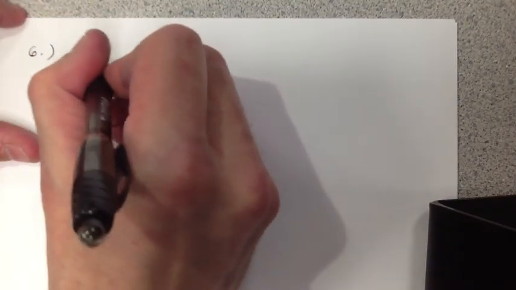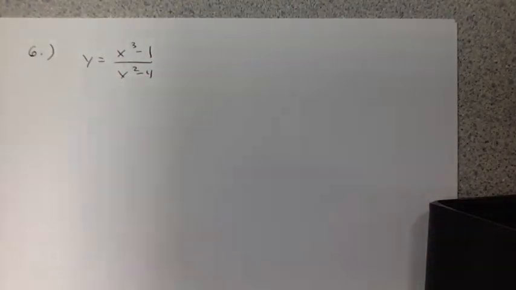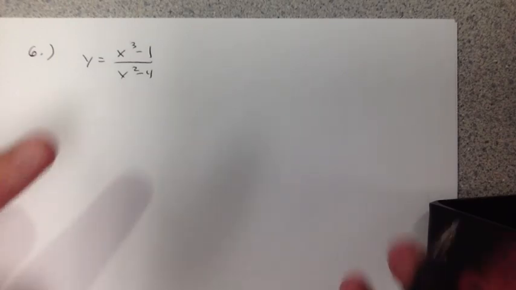Now we are changing up the problem for number 6, so make sure you write this one down here. Number 6 is we're going to rewrite this as the equation y equals x cubed minus 1 over x squared minus 4. Because again, this is another weird one with a different type of asymptotes and everything.